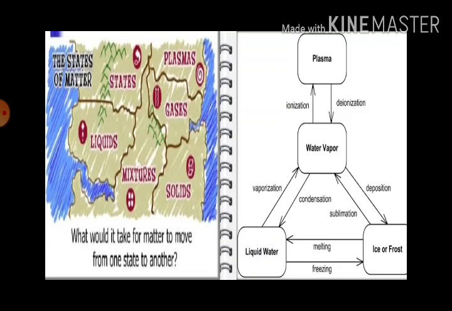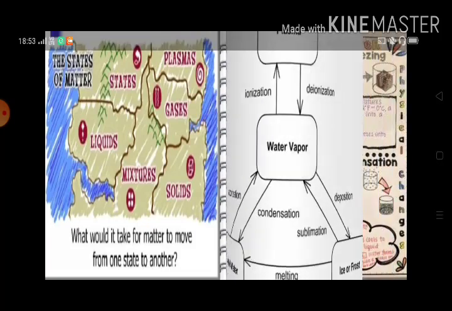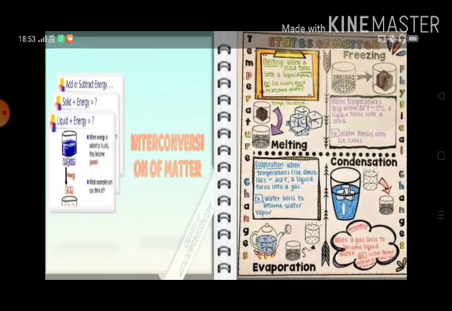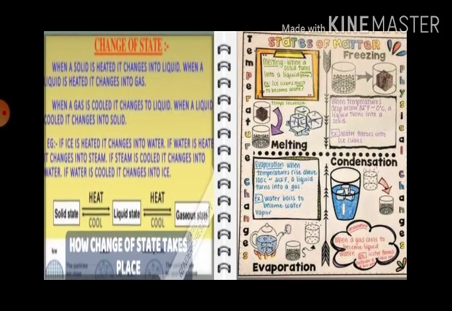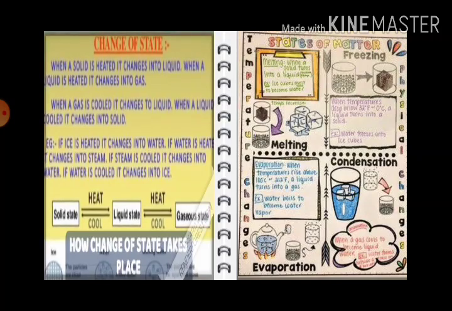Now what is responsible for change in state of matter from one state to another? You can see the names of the processes shown in the picture, how one state of matter changes into the other. So let us study all these different processes in a bit more detail, that is interconversion of matter. So when a solid is heated, it changes into liquid.